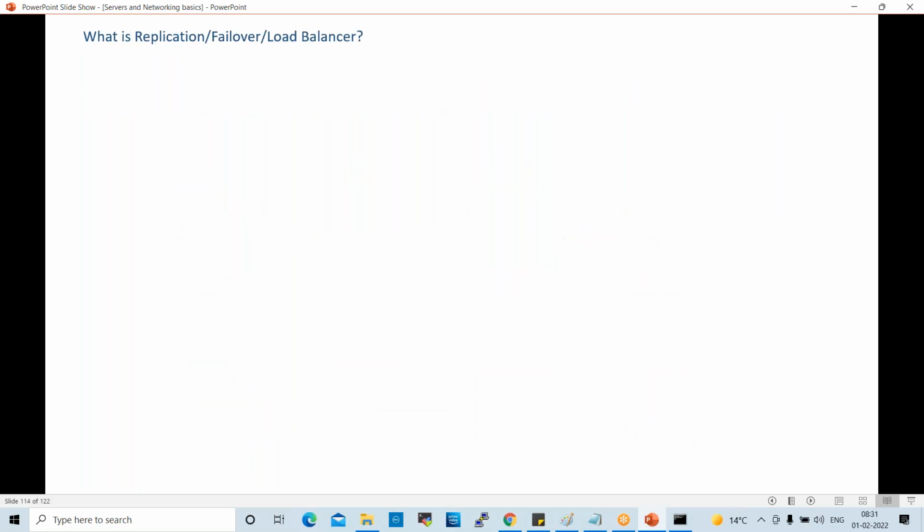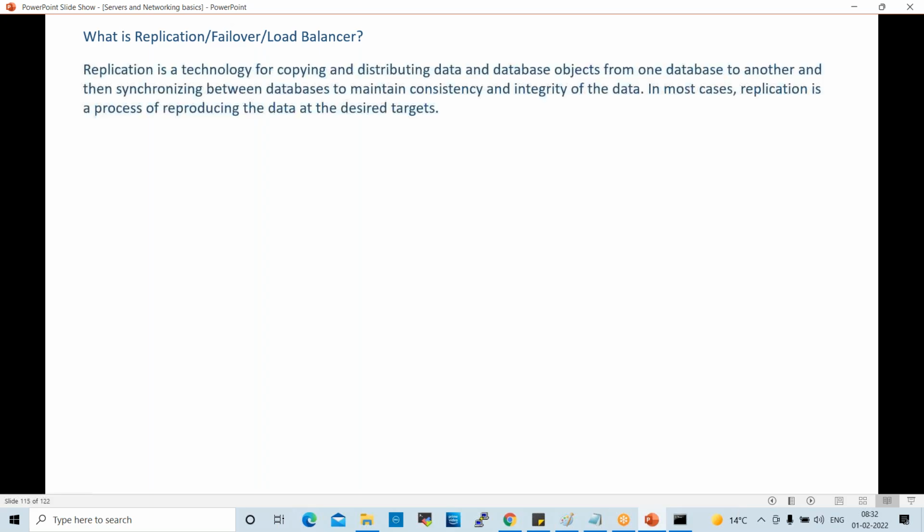So what is replication, failover, or load balancer? Suppose there are two servers and one fails, then the backup will take over the load. Yes, correct. So whatever servers we are using, if you enable replication, what will happen? From one region to another region, or one server to another server, the data will be synchronized and replicated. So if any one device is down, or one region is down, data will be accessible from the other region.